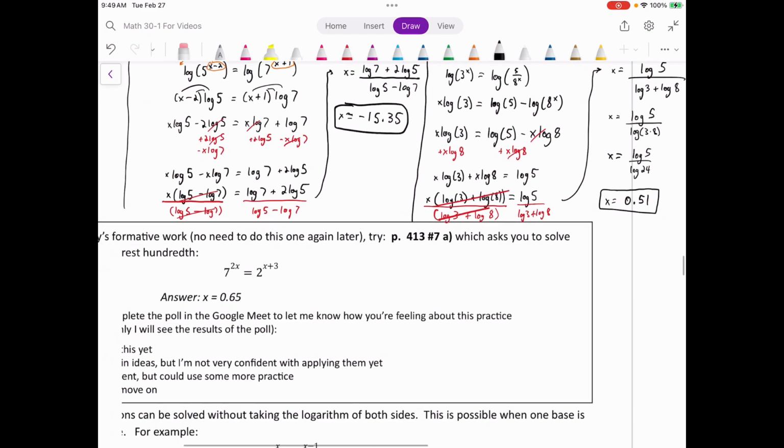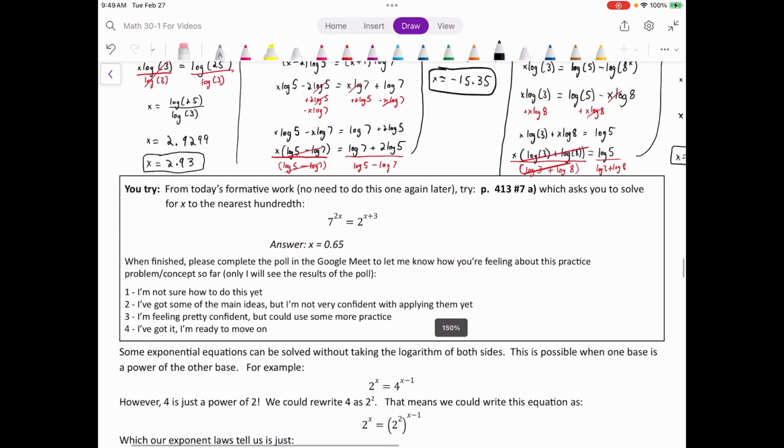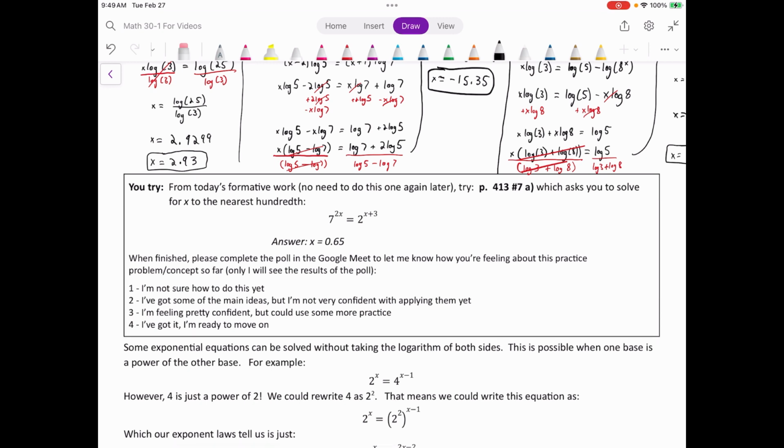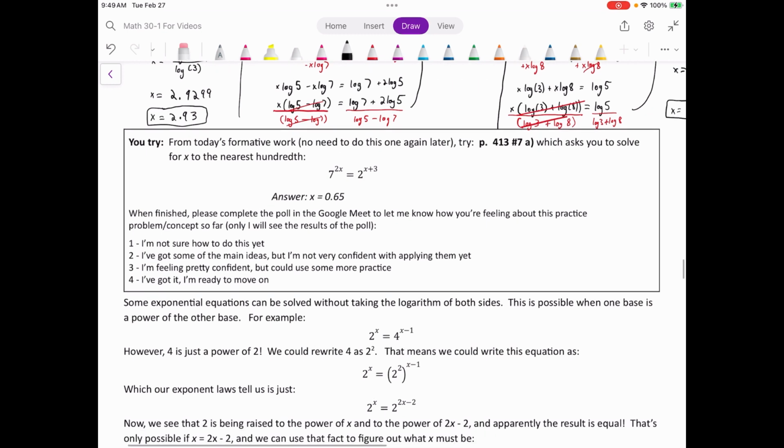Okay, so go ahead and try at least this one out, but feel free to pause for a bit longer and try a few more and get comfortable with solving for when x is in an exponent by taking the log of both sides. And then we will move on.